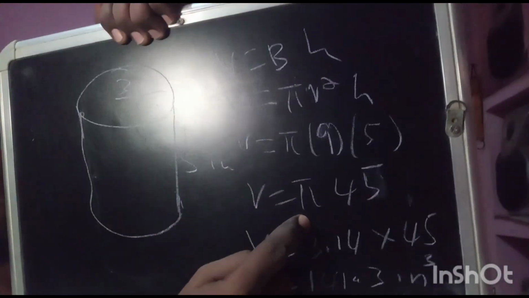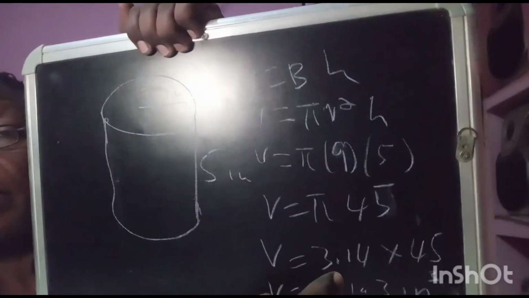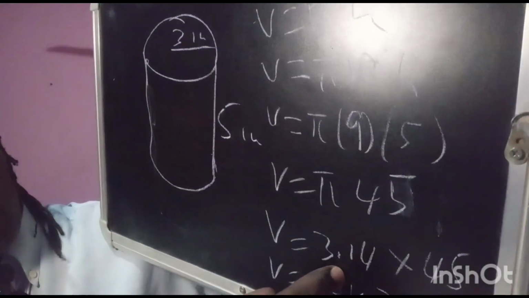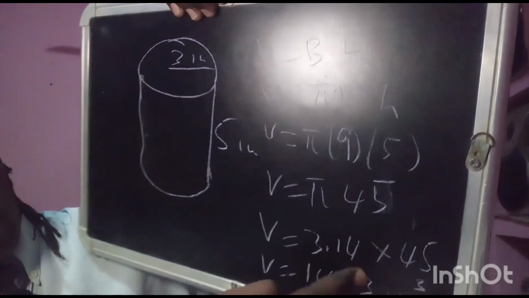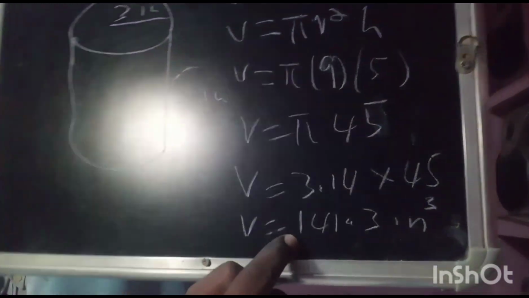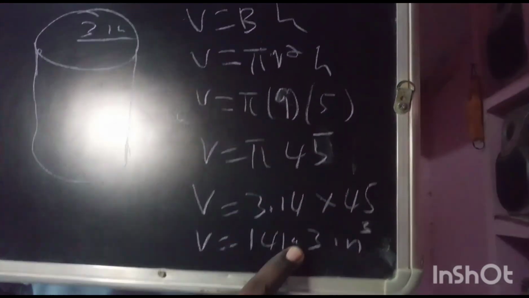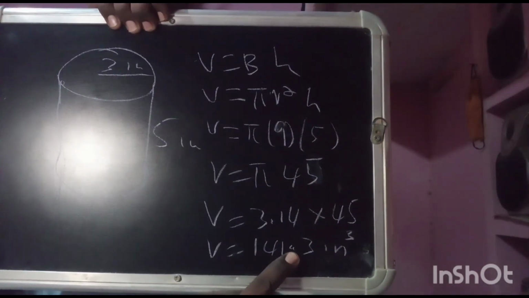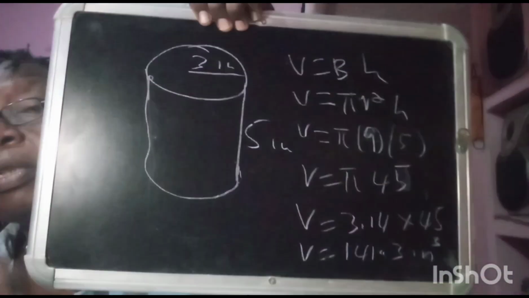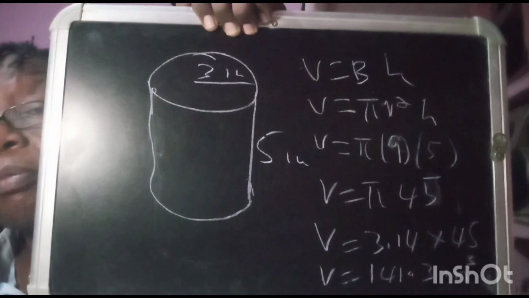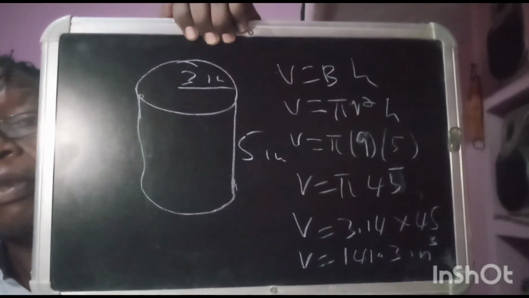45 into pi. And then 45 times pi, we round up this figure. It's longer than this, but we round it to 2 decimal places. That's 3.14 times 45. It will give you this as volume, which is 141.3 inches cubed. Right? Are you together? Actually, this is one of the most interesting maths you can do. It's so simple to calculate the volume of a cylinder.